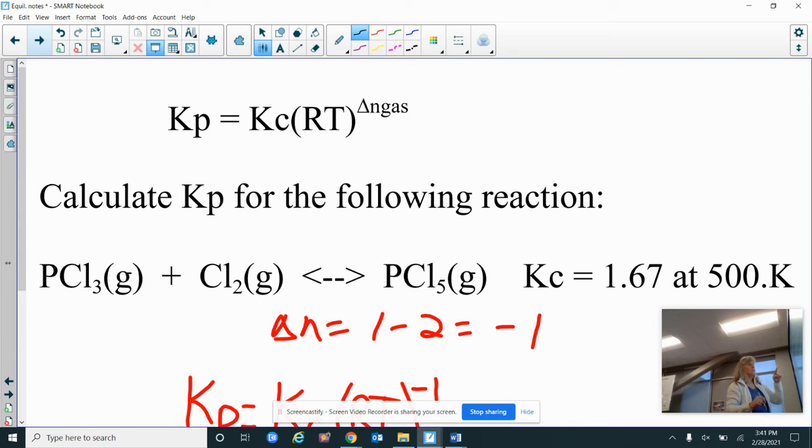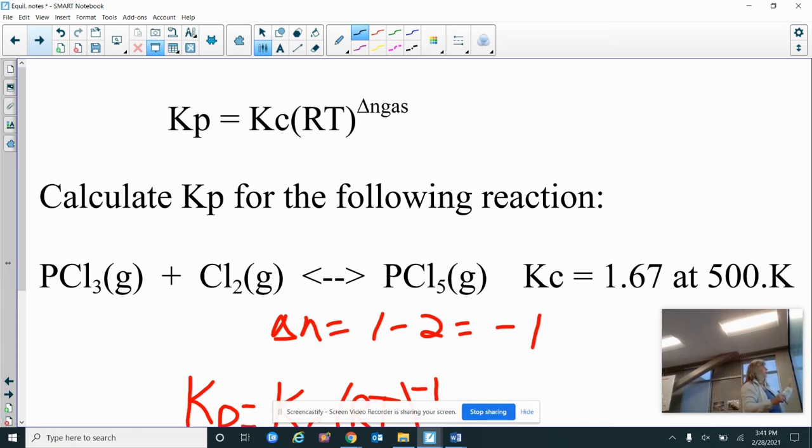Calculate Kp for the following reaction. PCl3 plus Cl2 gas goes to PCl5 gas, and the Kc is given. It's 1.67 at 500 Kelvin. Remember, K changes with temperature. So at 500 Kelvin, the Kc is 1.67.